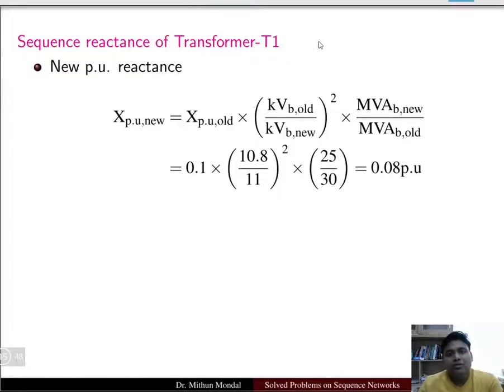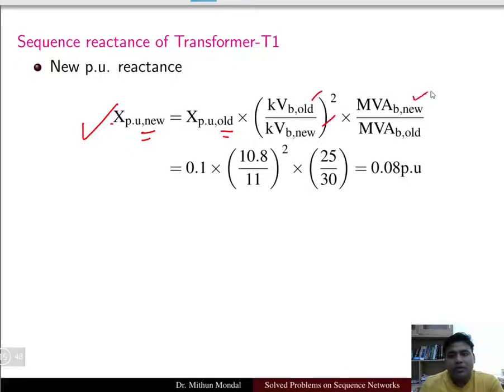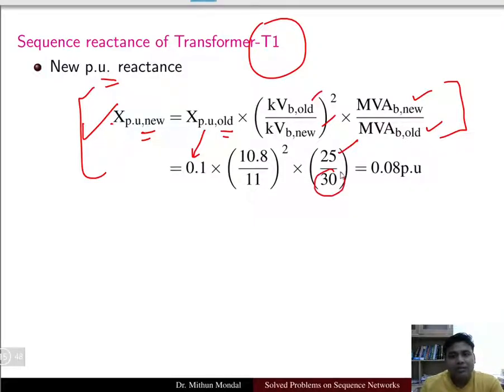So with the use of transformer T1, the new per unit reactance is equal to X per unit old into (kV base old by kV base new) whole square into (MVA new by MVA old). This is the important formula that we always use to find the new per unit reactance whenever there is a transformer. So put the old value as 0.1, and we have used 25 MVA as the new base for the entire power system and 30 MVA is the base for the transformer T1.